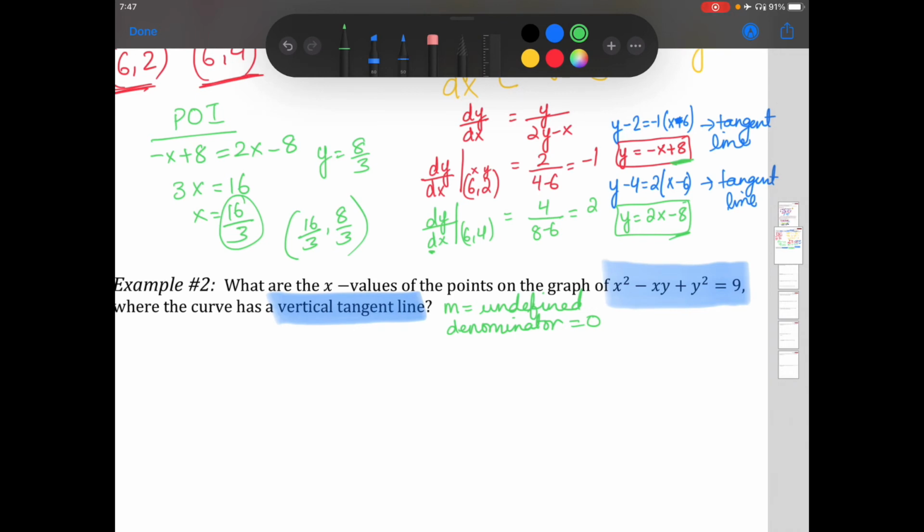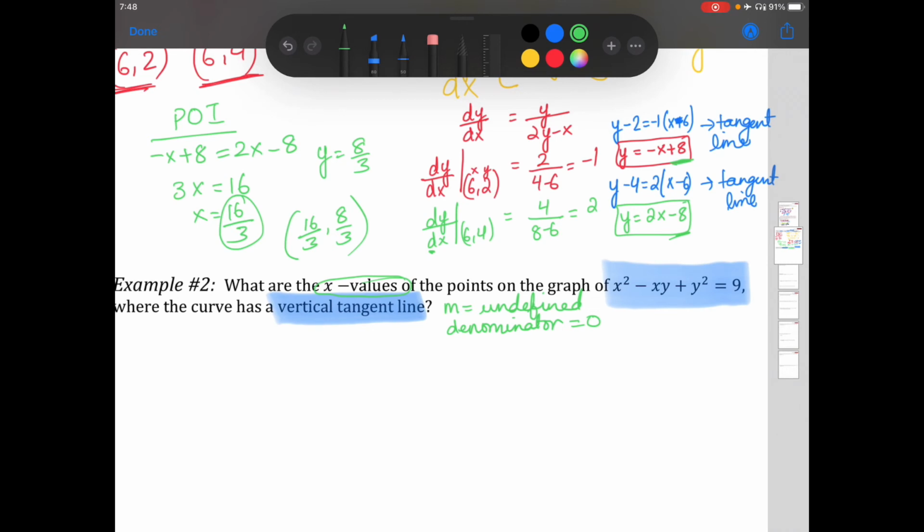So what is it asking? It's asking me for the x values. I only need the x values. I don't need my y values, of the points on the graph where the curve has a vertical tangent. So I know my slope. I know my curve. I need to find the point. So how do I find the point?